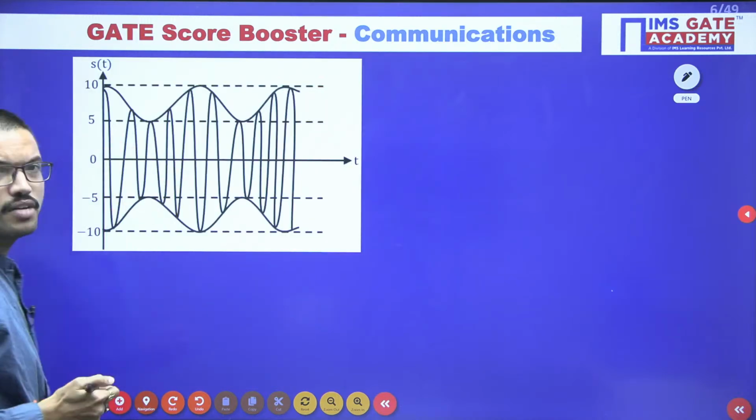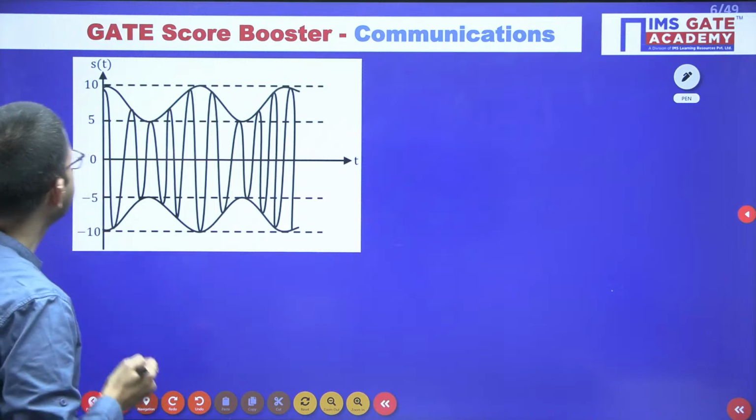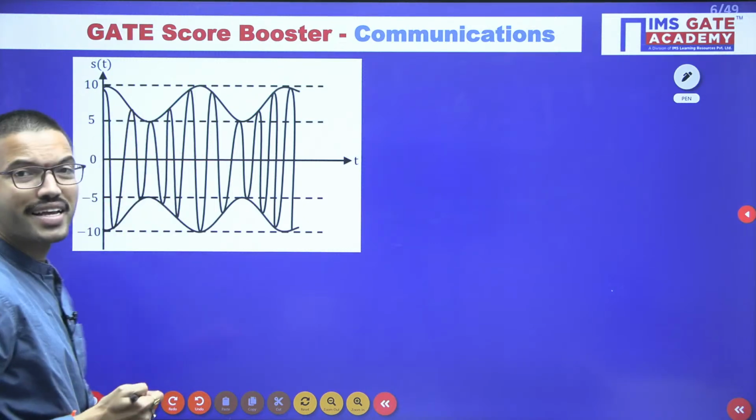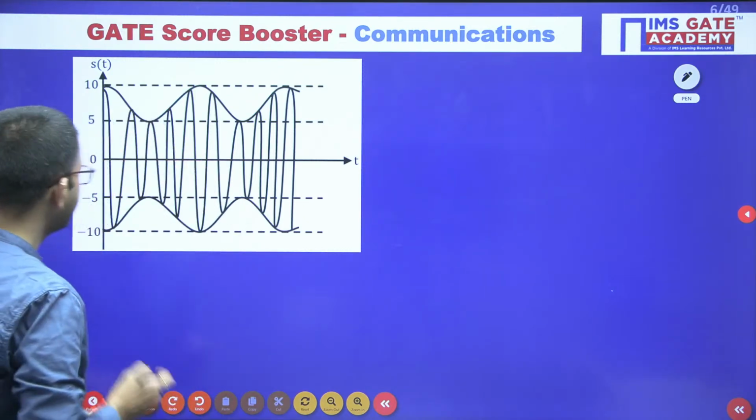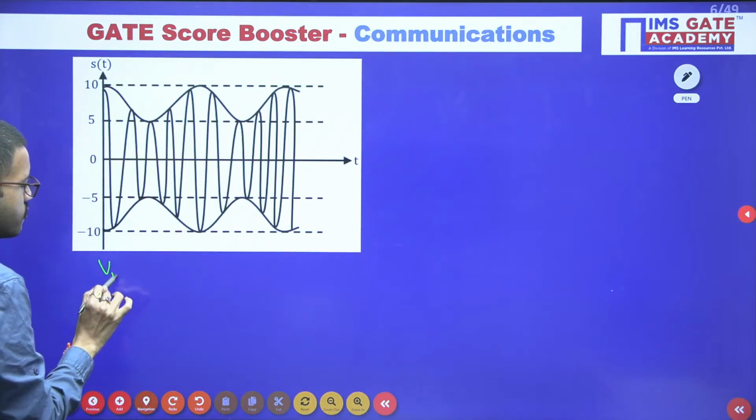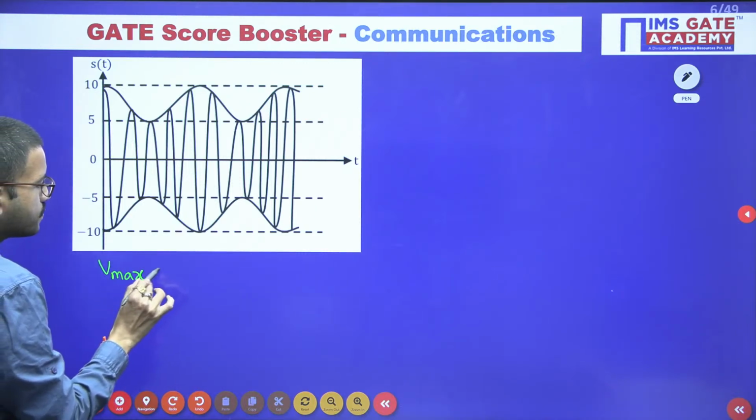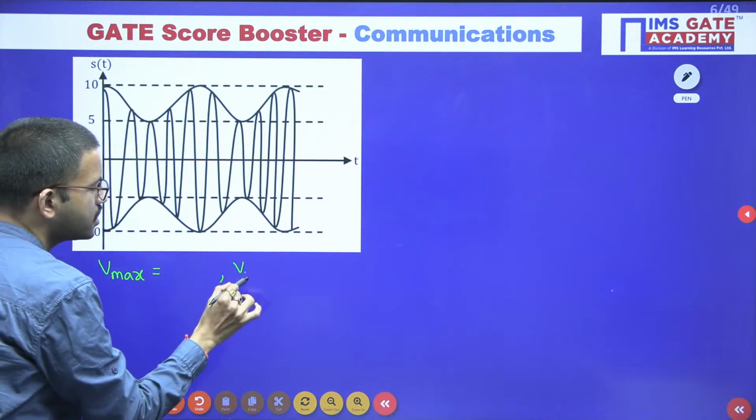Here is the given waveform of an amplitude modulated signal. Just observe this particular signal. Just by observing this waveform, can you tell what Vmax is and what Vmin is? All of you quickly mention it in the chat.